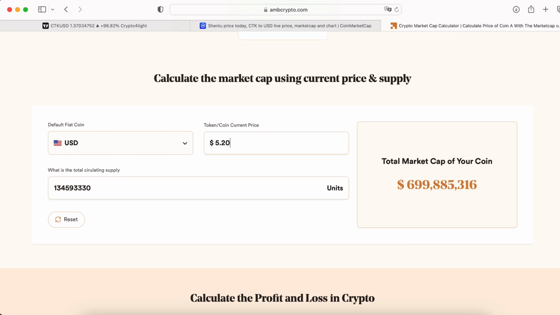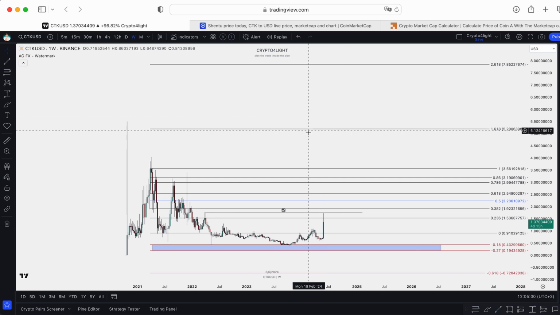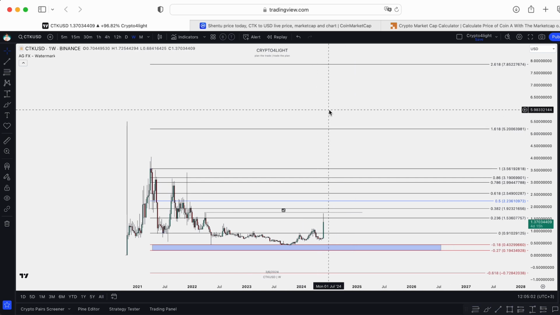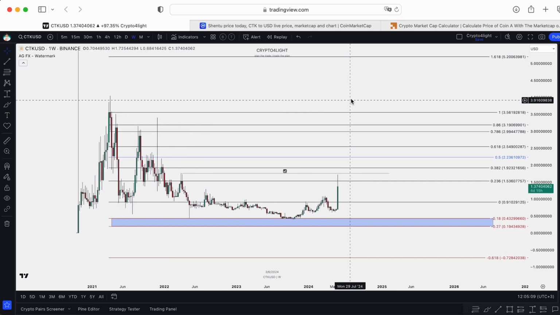$5.20 is going to be a 700 million market cap. So it's more than real to see, but you have to build a plan: when to get in and when to get out. Let's take a look at what my custom indicator says about what whales are doing now with this token.